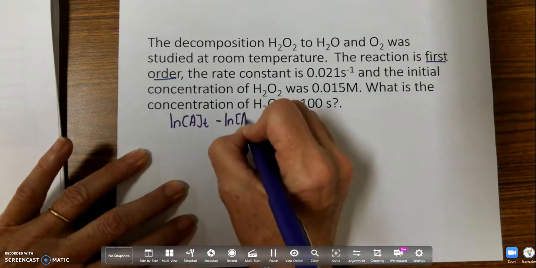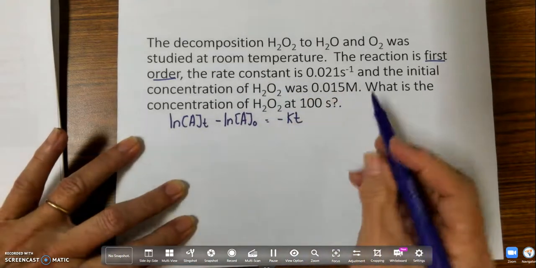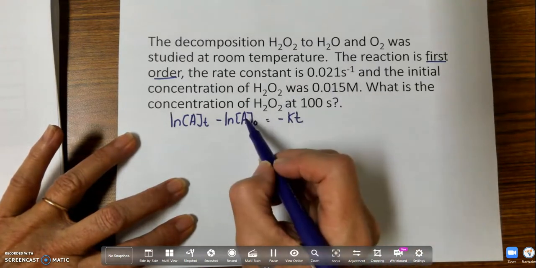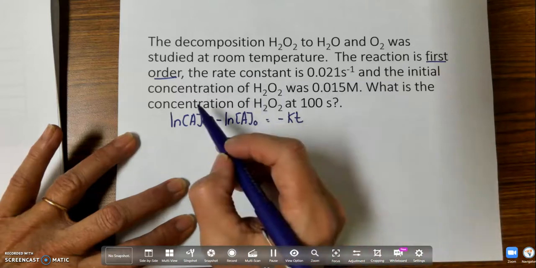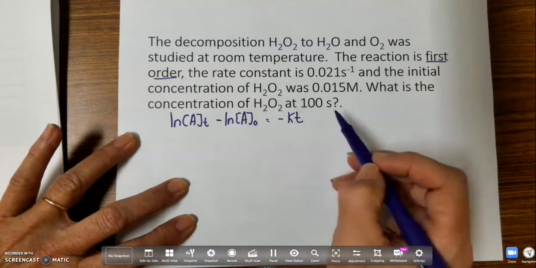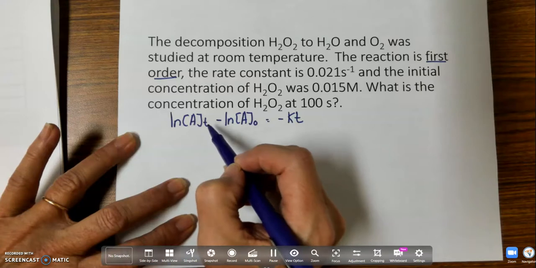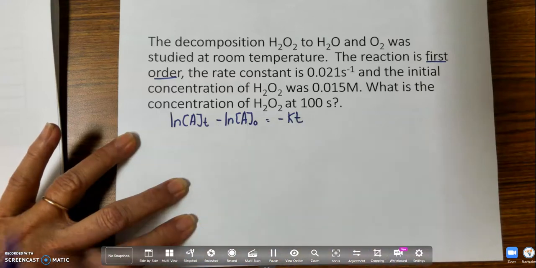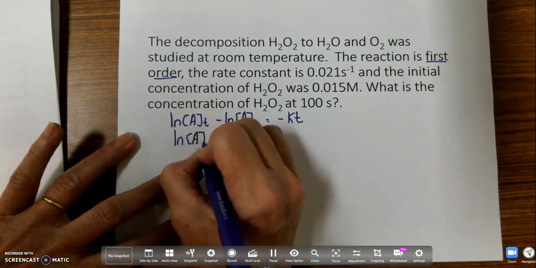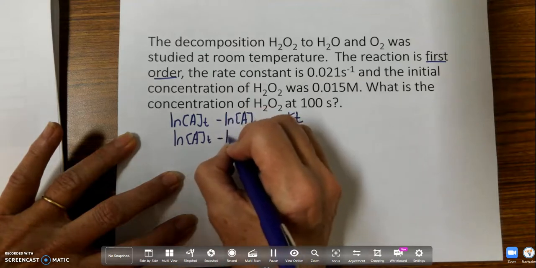Minus the log of A, initial concentration, is equal to a negative kt. So the question is asking, this is my initial concentration, so that will go there. What is the concentration of H2O2 at, and time t is 100 seconds. So we'll solve for this, A at time t, and our t will be 100 seconds. So really this is just plug and chug, but I do want to help you with the natural log function. All right, so I'm going to plug these in.